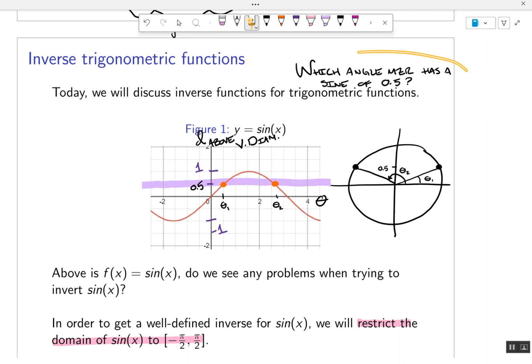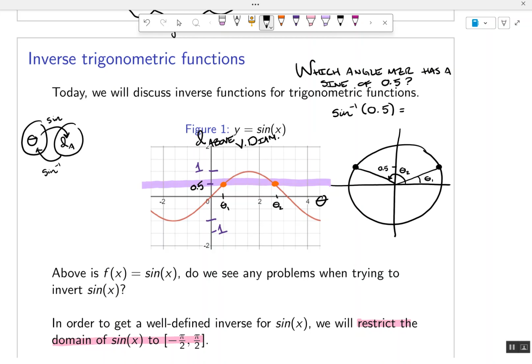So looking at this question right here, which angle measure has a sine of 0.5, we can symbolize that as sine inverse of 0.5. Because if we remember the little diagram here, sine takes an angle measure in and spits out the distance above the horizontal diameter. So if we go in the other direction, if I give you the distance above and I'm looking for the angle measure, then that's sine inverse.